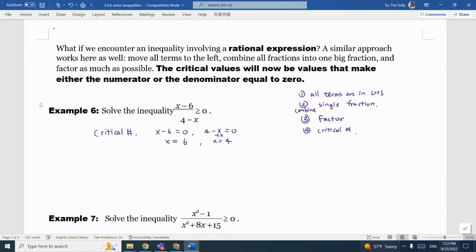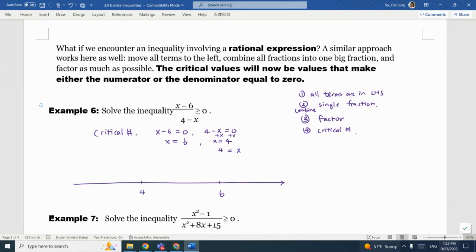Because you can add x to both sides, then you will have 4 equals x. But x is on your right-hand side, so you just switch them. You get x equals 4. Good. Now we have a real number line with 4 and 6. You see 4 is on the left-hand side, 6 is on the right-hand side.